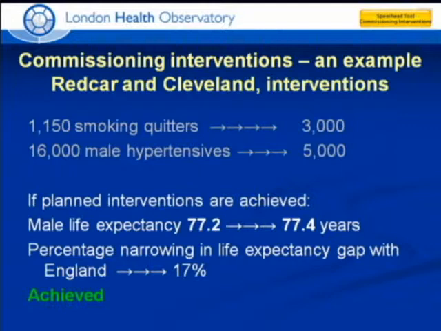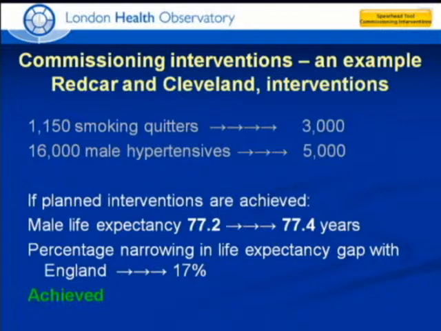And it will also tell the user what the narrowing in the life expectancy gap would be if they did that. In this case, it's a 17% narrowing of the gap. So it's actually quite significant. And then it tells you that you've achieved the target. It pops up in green, achieve the target. So that's the sort of thing that it does.